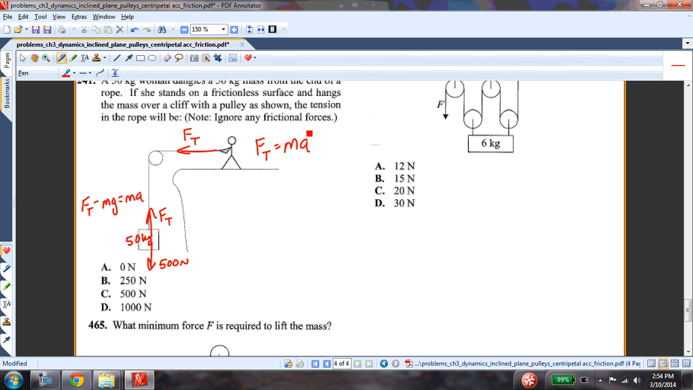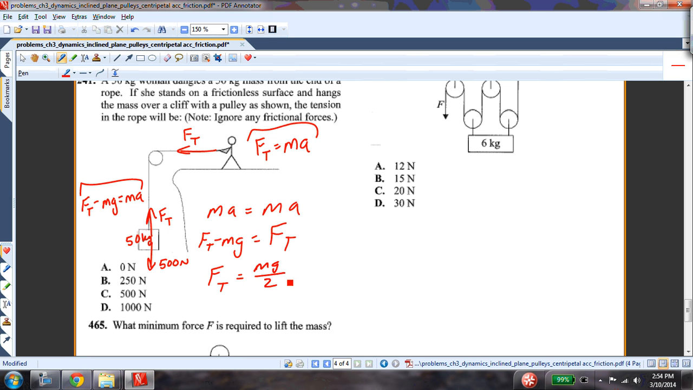So look, I have two expressions here that are equal to ma. So I'm just going to set them equal. I'm going to say ma equals ma. That is that Ft minus mg equals Ft. And then I can solve for Ft. Ft then equals mg over 2. That is 500 newtons over 2. That's the weight of this divided by 2, or 250 newtons.